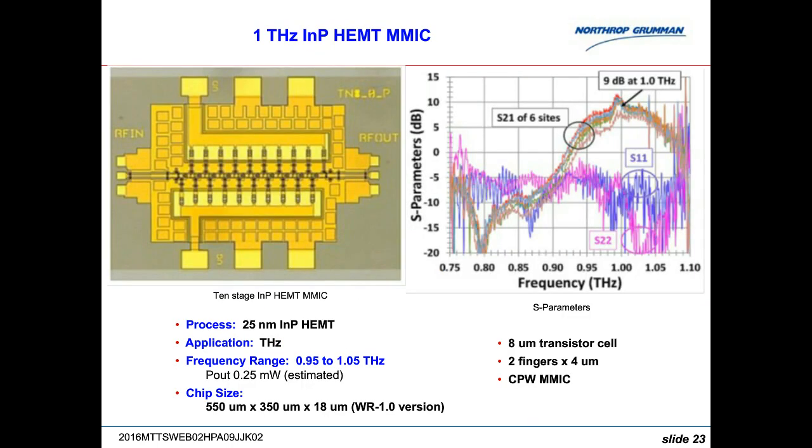This is the highest reported frequency amplifier. Northrop Grumman reported a terahertz indium phosphide HEMT MMIC. It's a 10-stage MMIC with 9 dB of gain at 1 terahertz. It uses 25 nanometer, that's 0.025 micron, indium phosphide HEMT. And it's on an 18 micron substrate, less than 1 mil thickness. And it uses a very small cell with only 4 micron finger lengths. They use CPW MMICs, so they avoid the use of via holes altogether to minimize source inductance. Highest frequency amplifier that's been reported.